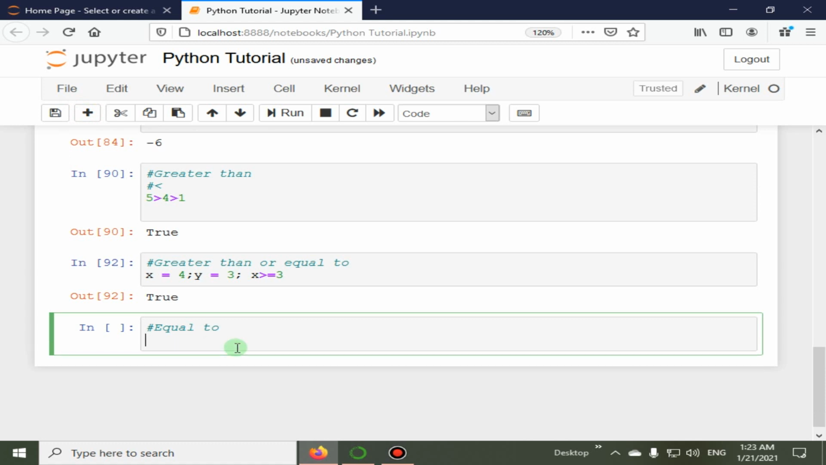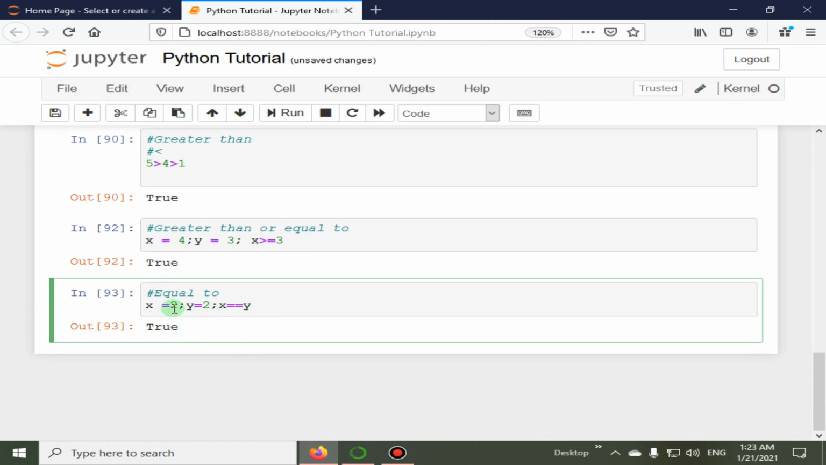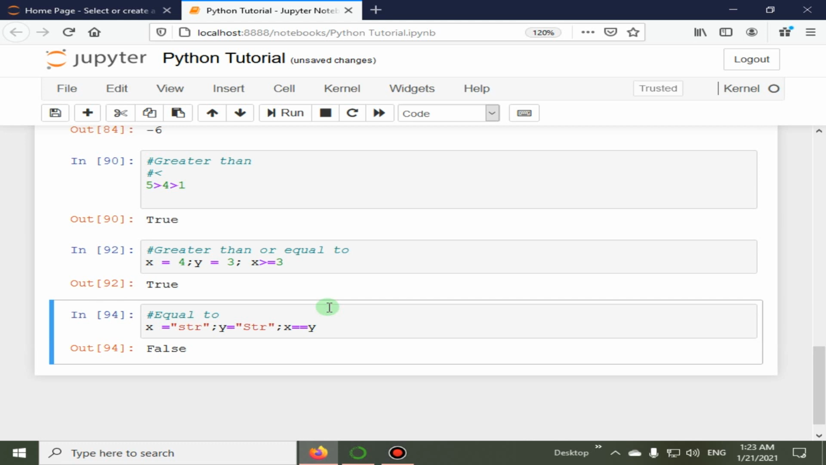And next one is equal to. It will compare if the objects are equal. Let's suppose x is equal to 2, y is equal to 2, and we will check whether x is equal to y, it will return true. Similarly, x is equal to a string str and y is equal to str with a different case, and we check whether they are equal or not. So you can see that it is false. Let's suppose we change this with s and this one with the capital, it will also be equal to false.